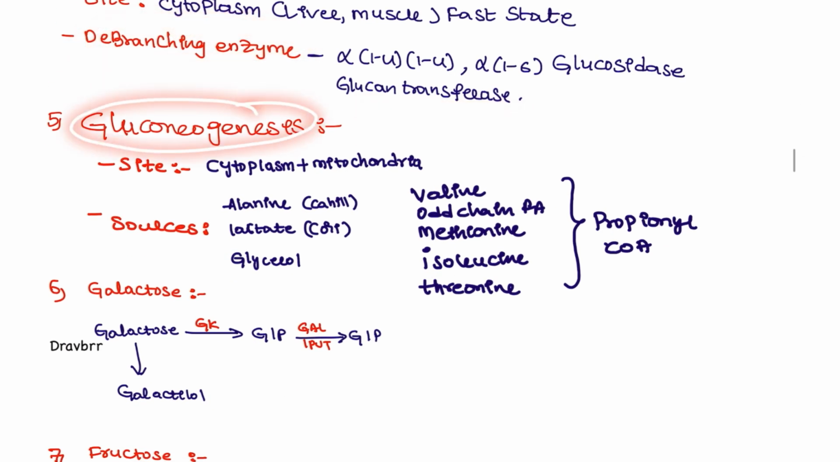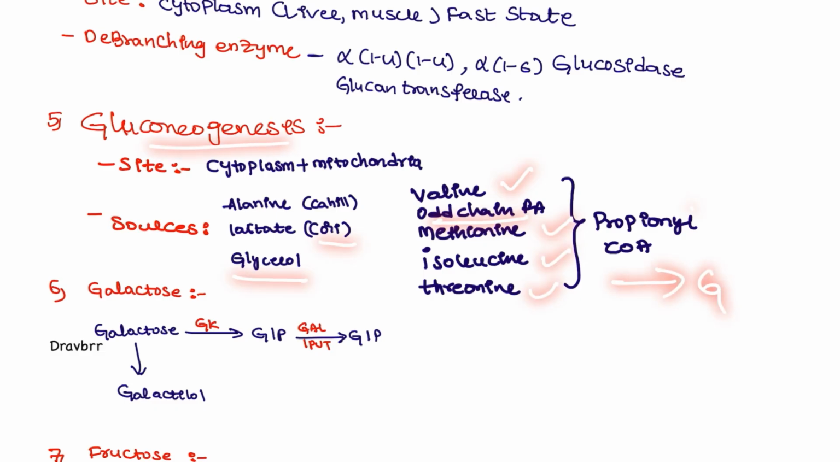Next, gluconeogenesis. As we have told, this is also during the fasting stage or starvation of more than 48 hours. What happens? Non-glucose products, for example alanine, an amino acid, will go through the Cahill cycle. Lactate, from anaerobic metabolism, goes into the Cori cycle. And glycerol comes from fat. Next, valine, methionine, isoleucine, threonine, and odd chain fatty acids are all helpful to produce the glucose. The end product is glucose, which we want for our ATP production.